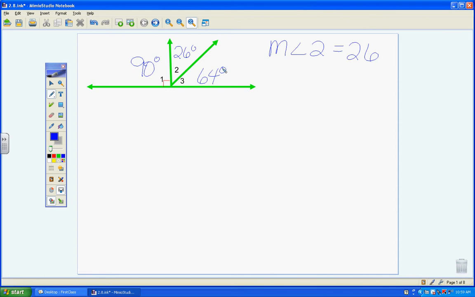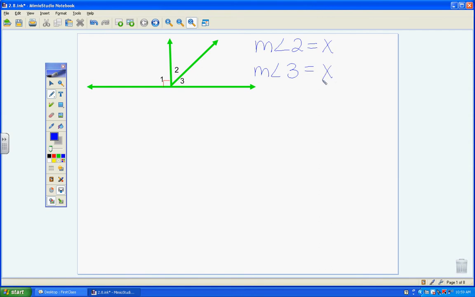All right, so let's, using the same set of angles, let's say that the measure of angle 2 is going to be x, and the measure of angle 3 is going to be x minus 16. So same diagram, but we're going to find out the measure of angles 2 and 3. And you can't just say angle 2 is 26 because it's what it was before.